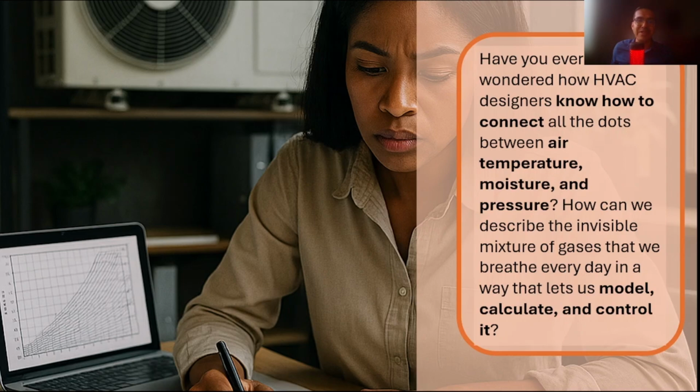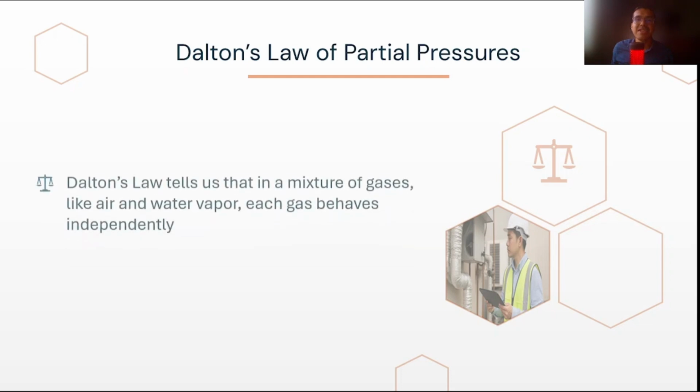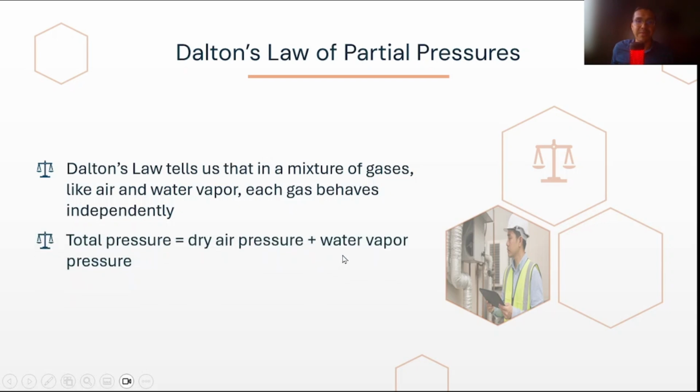Let's explore them now. Dalton's law tells us that in a mixture of gases like air and water vapor, each gas contributes to the total pressure independently. In other words, the total atmospheric pressure is simply the sum of the pressure from dry air and the pressure from water vapor. This is not just theoretical, it's fundamental in HVAC.